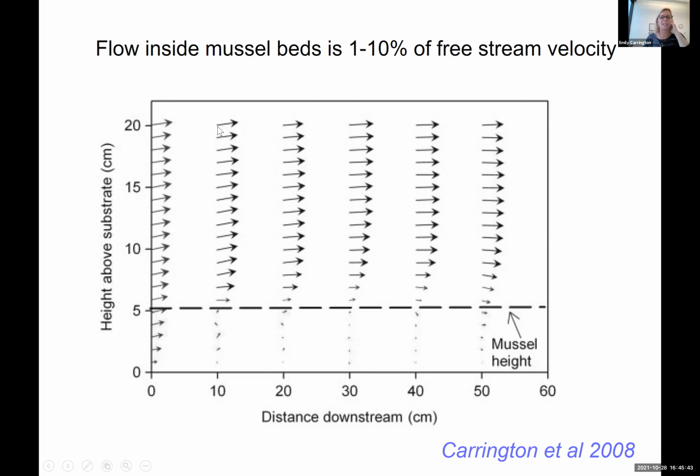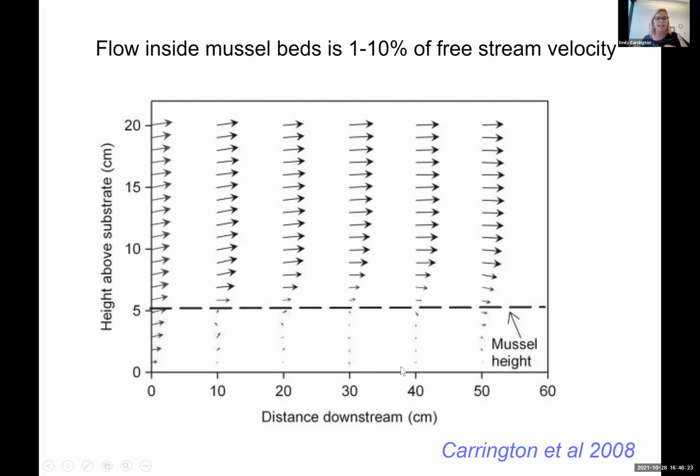For each place that he measured that velocity, there's an arrow that represents the magnitude and direction of that flow. So you can imagine now there's just a wall of water coming across to that mussel aggregation. It gets rerouted over it, similar to the cartoon I showed you at the beginning of my talk. There's essentially zero flow in the mussel aggregation, not much flow just above it, and it's just fine up here. The main point is that the velocity inside mussel beds can be anywhere from 1 to 10% of the free stream velocity.